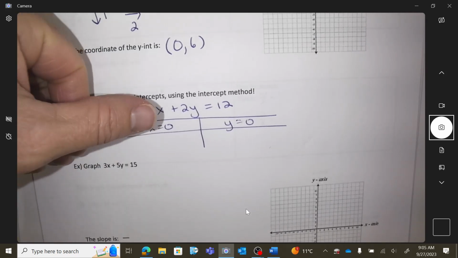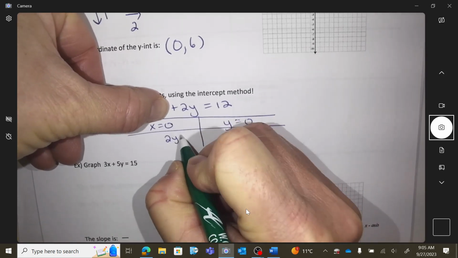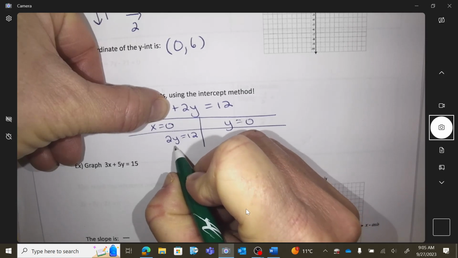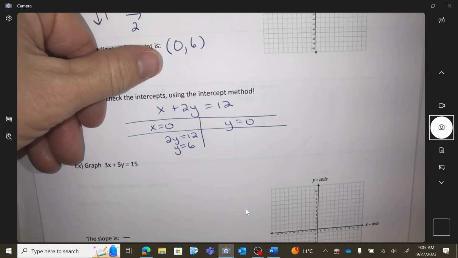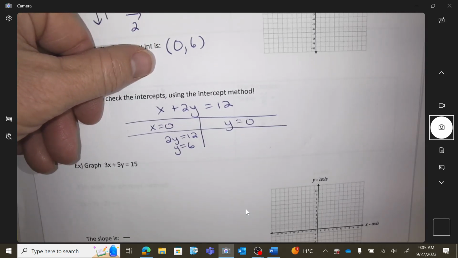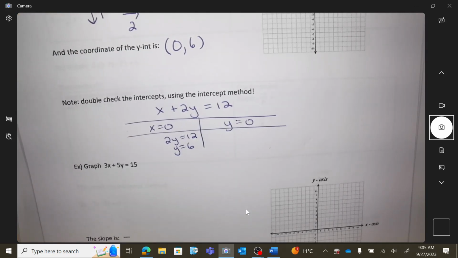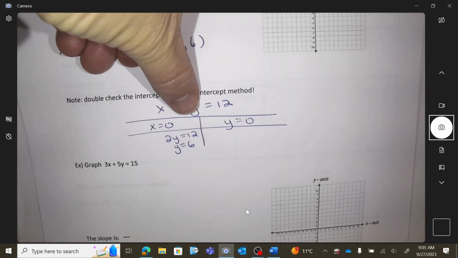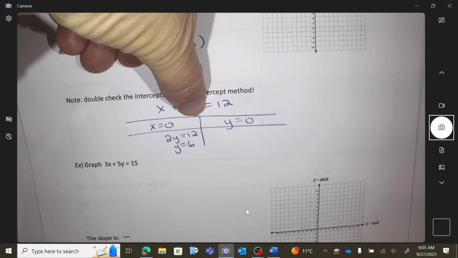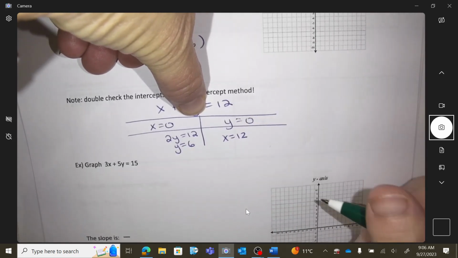Okay, so I'm going to cover up the x. If x was 0, I would have 2y equals 12. So the y-intercept is 6. If y is 0, guess what I'm going to do? I'm just going to cover this up. If y is 0, it's out. So I would get x equals 12.